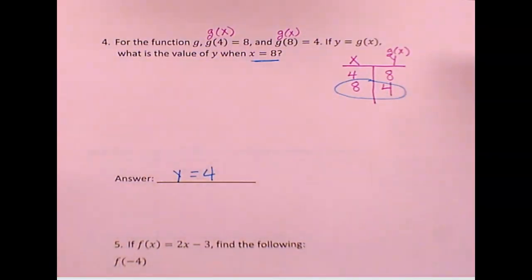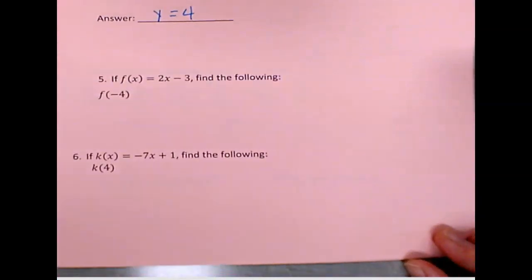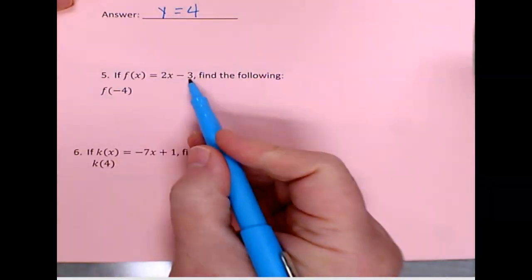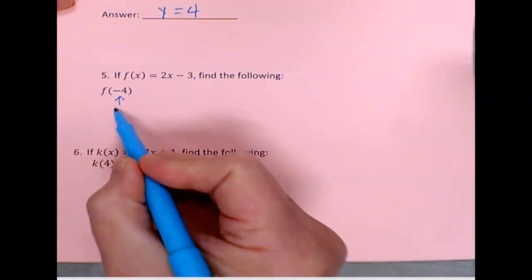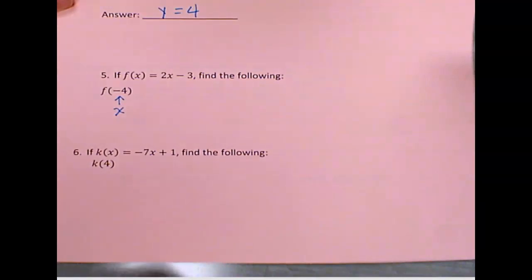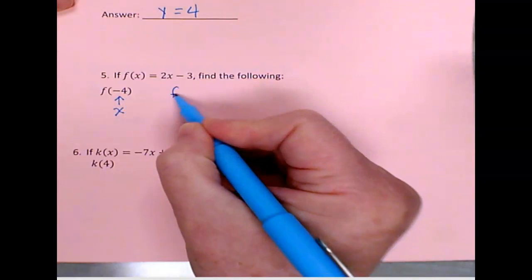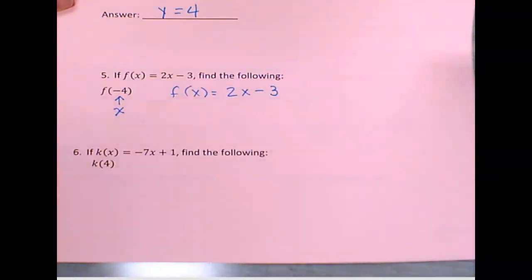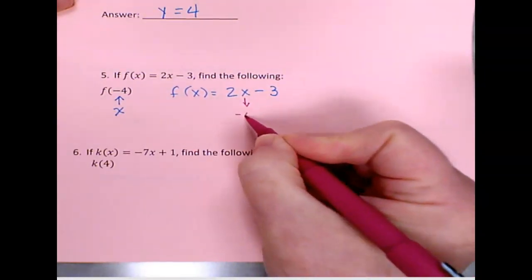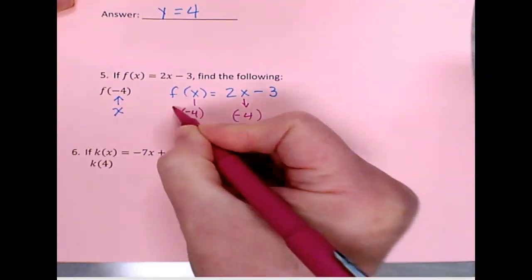So it's not as difficult as it looked like. Now we're going to practice some more function notation problems. Here's a function rule, and this tells me to put a -4 in place of x. That's what it means when it says f of -4. It means in this function rule, wherever I see an x, I'm going to substitute a -4.